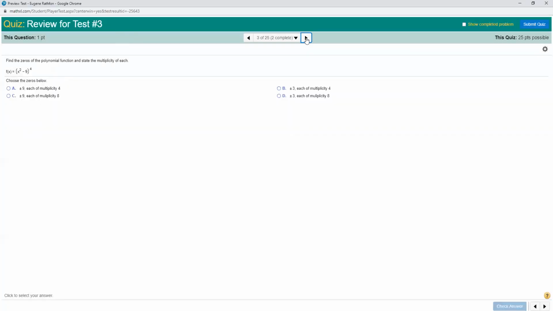So now we're actually going to find some zeros. So I'll probably actually work this one out. So let me write down this number 3. It's going to be f of x equals x squared minus 9 in parentheses, and y'all, that's to the 4th power. So we're going to go to my pad and we'll work this out, and then we'll come back and put our answer in.